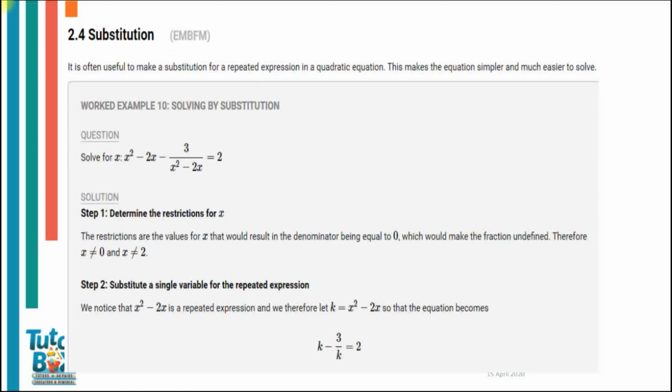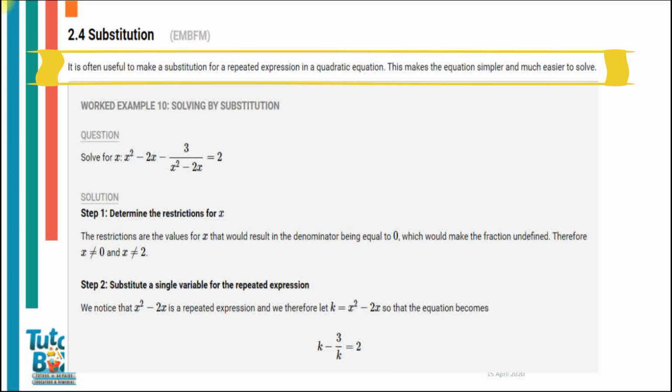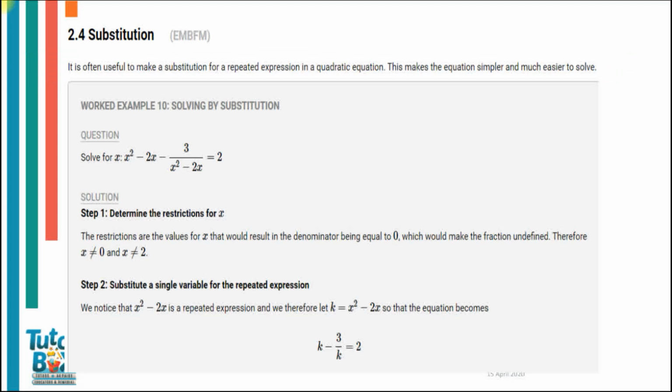Okay, guys, and then we have substitution. It is often useful to make a substitution for a repeated expression in a quadratic equation. This makes the equation simpler and much easier to solve. For example, let's say they give you something like this. You see that there's something here, and then that same thing is also there. So what you can do is solve the equation using substitution. You let this be equal to maybe m or k or whatever.